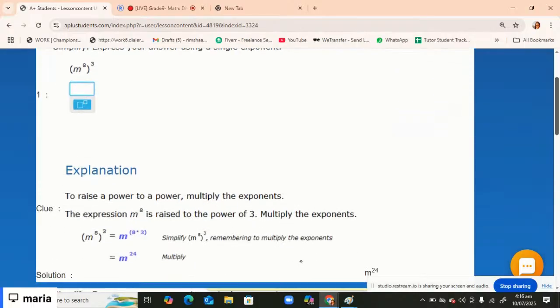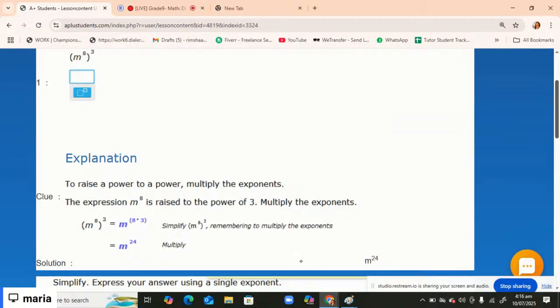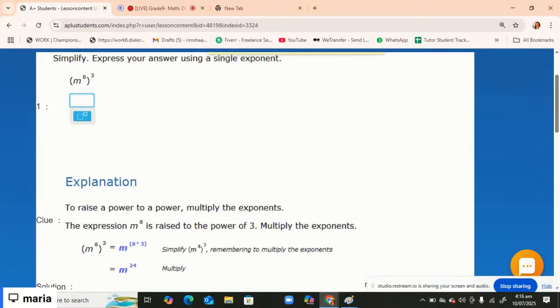So here we go with m into 8 and power 3. Look at here, when you are going to raise a power to a power, we just multiply the exponents. What is the meaning of exponents?